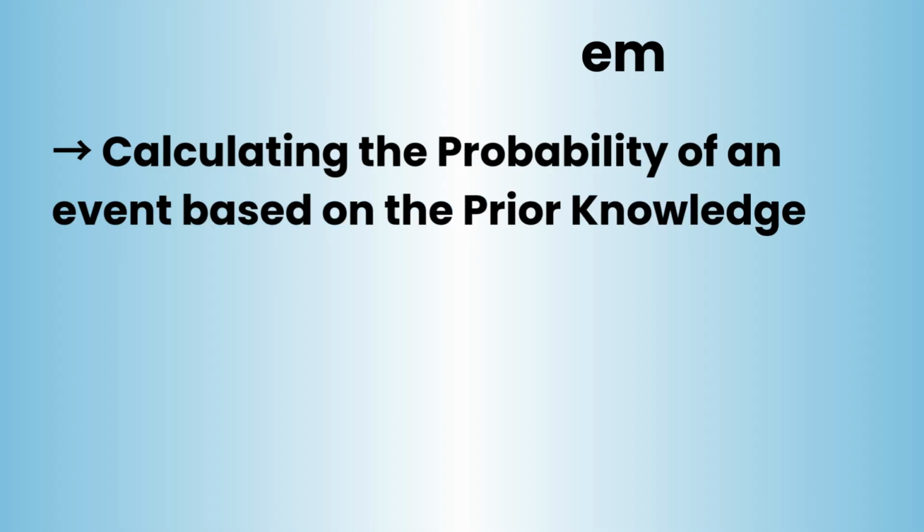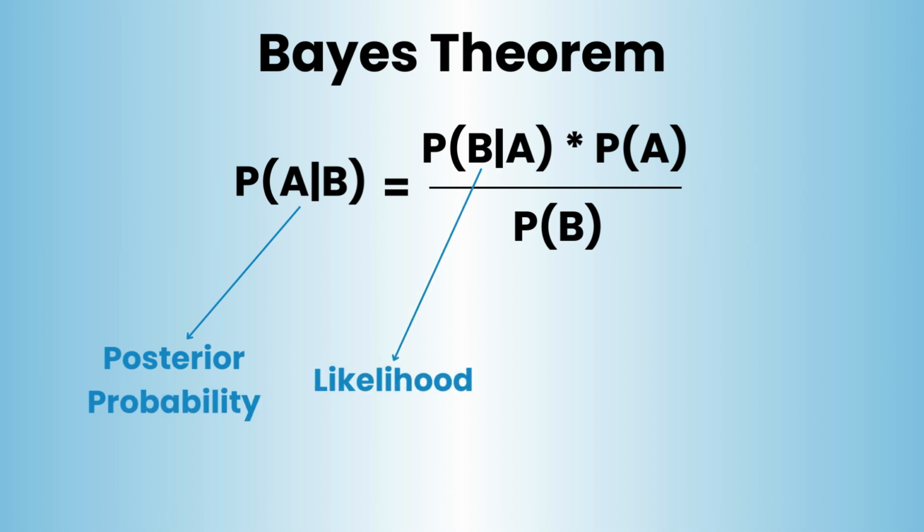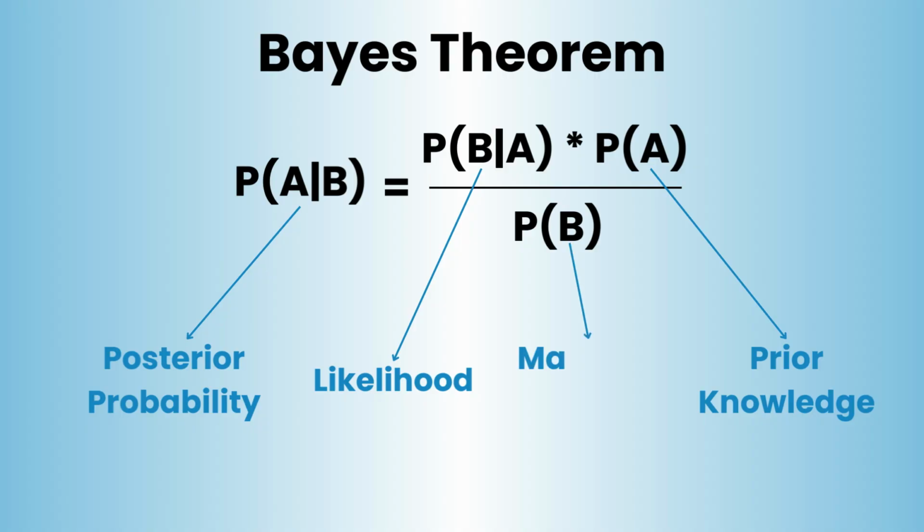Bayes theorem is a mathematical way of calculating the probability of an event based on the prior knowledge of conditions related to that event. For example, if we need to calculate the probability of event A, given that we have prior knowledge of event B, we need to understand the terminology here. Probability of A given B refers to the posterior probability, and probability of B given A is the likelihood, and probability of A is the prior knowledge we have about the event occurring, and probability of B is the marginal likelihood or evidence, the new information that the data is providing. So, Bayes theorem helps us calculate the probability of event A based on the data we have.